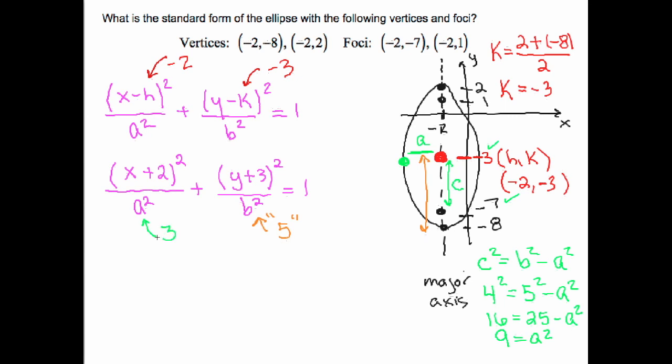And now I can write my standard form of my ellipse. Standard form of my ellipse would be x plus 2 squared over 3 squared, which is 9, plus y plus 3 squared over 5 squared, which is 25, and that's equal to 1.